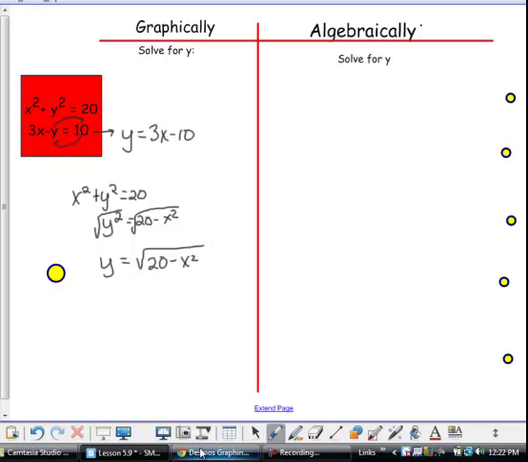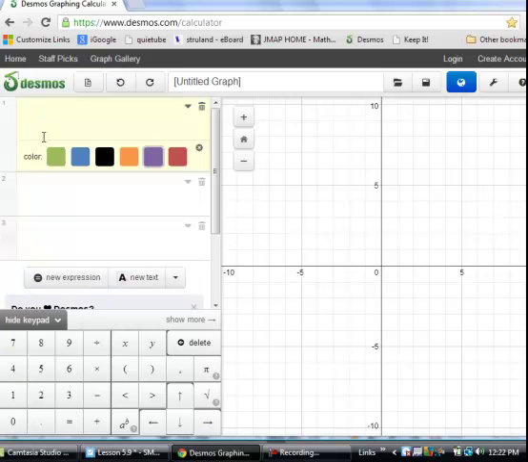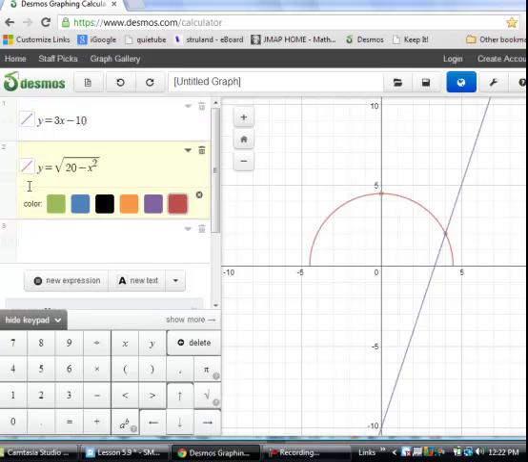Okay, I'm going to go to my handy dandy online graphing calculator, and I'm going to type in these equations. Okay, so the first one was y equals 3x minus 10. And there it is. Okay, I'm going to type in my circle now. Wait, do you see what I'm seeing? I'm only seeing half a circle. Oh yeah, I remember now.